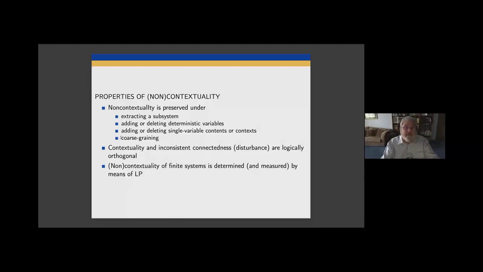This will be spoken of in detail by Yana Koyala later. Contextuality and inconsistent connectedness or disturbance are logically orthogonal, so each of them can be present in the absence of the other. Non-contextuality of a finite system is determined and measured by means of linear programming. So these are the main properties that I would like just to mention.